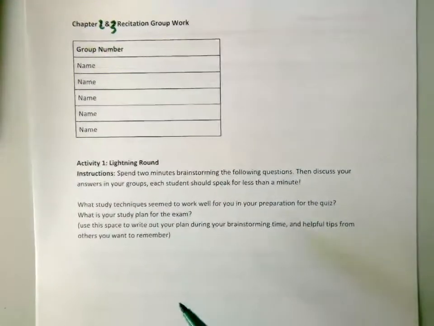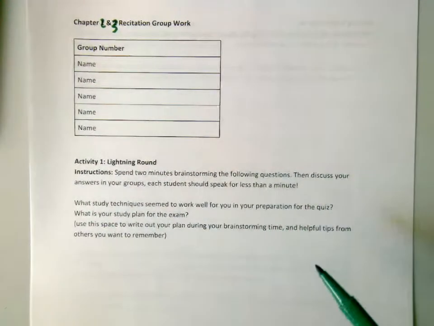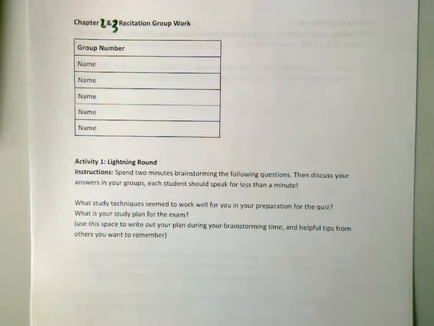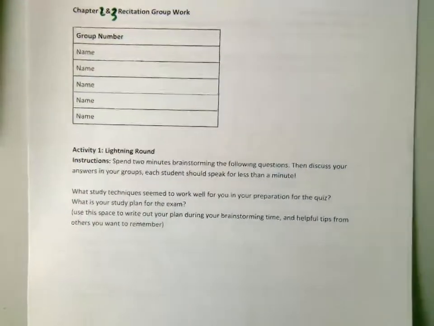So I start off with a lightning round where you brainstorm the following questions and then discuss your answers. And part of why I want you to do that is because probably your peers have found some good study techniques that maybe you haven't thought of, and so you can brainstorm together. And then also it helps you come up with a plan. So you're not spending time wondering, what do I need to do to study? Because you've already come up with a plan. So that's what that is for.